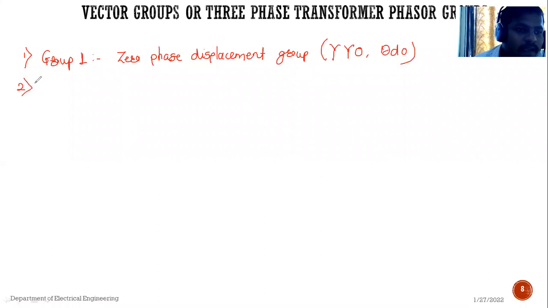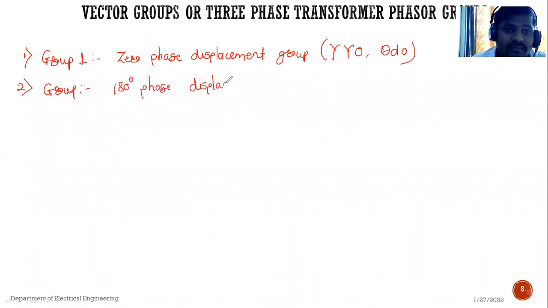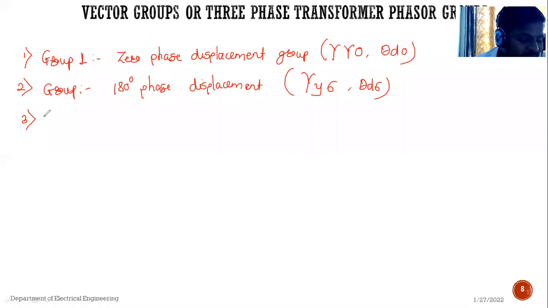Okay, see, the second one is group 2, I am telling vector group. Group 2 is 180-degree phase displacement. This can be represented by star star 6, delta delta 6. The third one is nothing but group 3. Group 3 is nothing but 30-degree lag phase displacement.